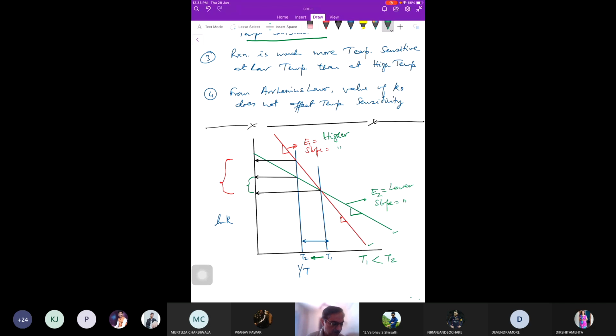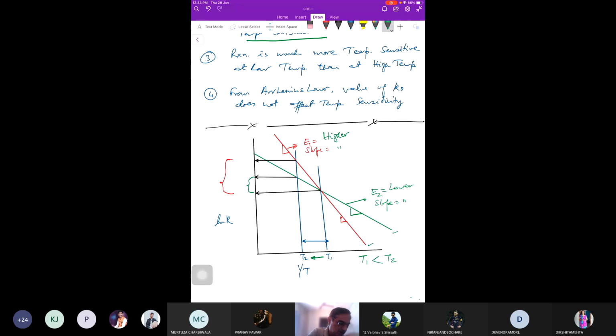What happens to K? Where is the effect on K more? Where is the change in K more? T1. Right. Why is it higher?